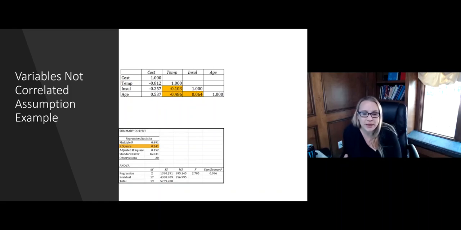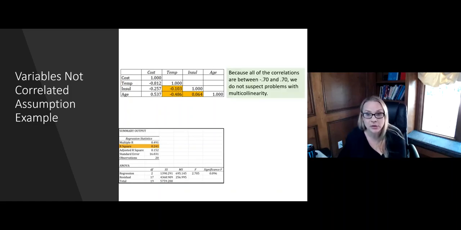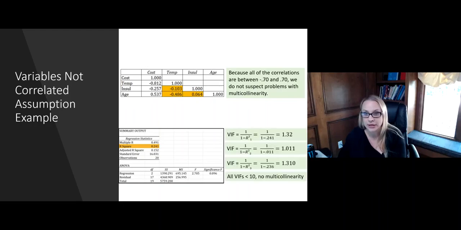A correlation matrix is going to show the correlation between all pairs of your variables. The highlighted area indicates the correlation among the independent variables. Because the correlations are between negative 0.7 and positive 0.7, we're not going to suspect any problems with multicollinearity. When we calculate the VIFs for temperature, insulation, and age of furnace, we also see that those values are very low as well.